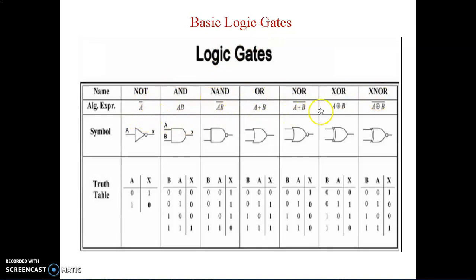These are all the output equations. These are all the symbols. This is the truth table which gives the input-output relationship. Logic 0 is nothing but 0 volts, logic 1 is nothing but 5 volts. For example, in case of AND gate, the output is 1 if both the inputs are 1, and the output is 0 for the rest of the input. Similarly, the output for different combinations of input is shown in this truth table.